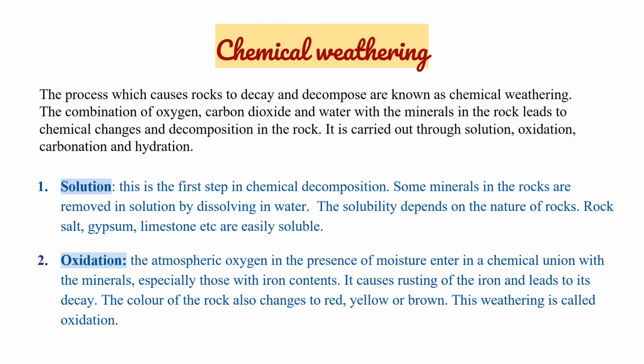Chemical weathering is the process by which rocks decay and decompose. The combination of oxygen, carbon dioxide and water in the minerals leads to chemical changes and decomposition of the rock. It is carried out through solution, oxidation, carbonation and hydration.